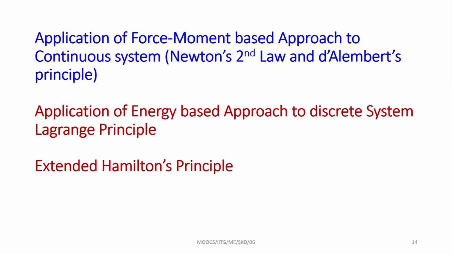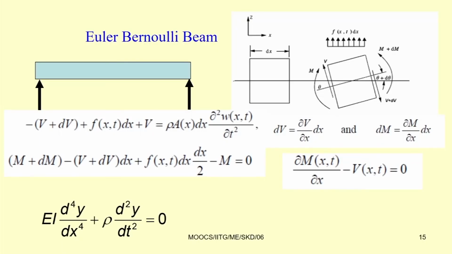Today we will solve some more examples to find the equation of motion using the Lagrange principle. Also, we will use the extended Hamilton principle to derive some equations of motion. Last class we studied the Euler-Bernoulli beam equation. We derived this beam equation using Newton's second law, by drawing the free body diagrams we found the equation of motion.